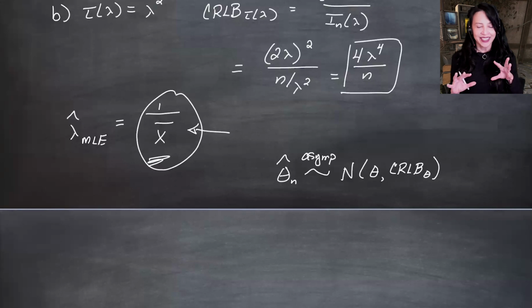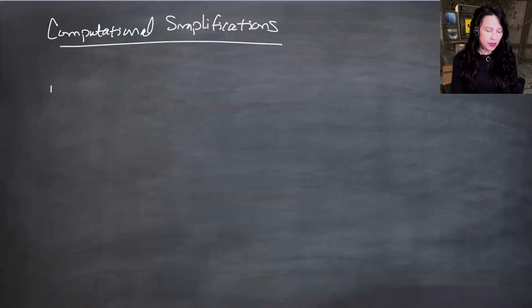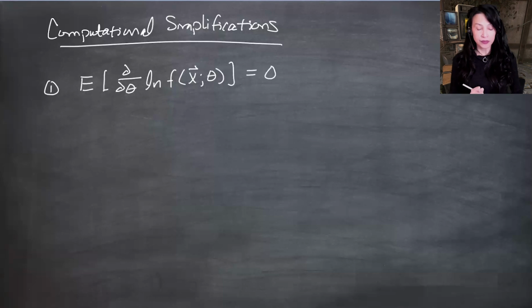So this was our first example of a Cramér-Rao lower bound, and I promised you some computational simplifications. I have 3. The first one is that if you look at the expected value of the thing that looks like the Fisher information, but is not squared, you get 0. I want to show this. Last time we did the notation where we're integrating against a vector, and I'm going to need that here.